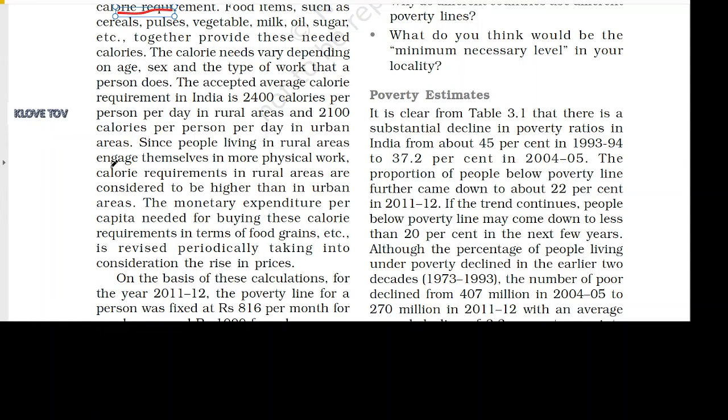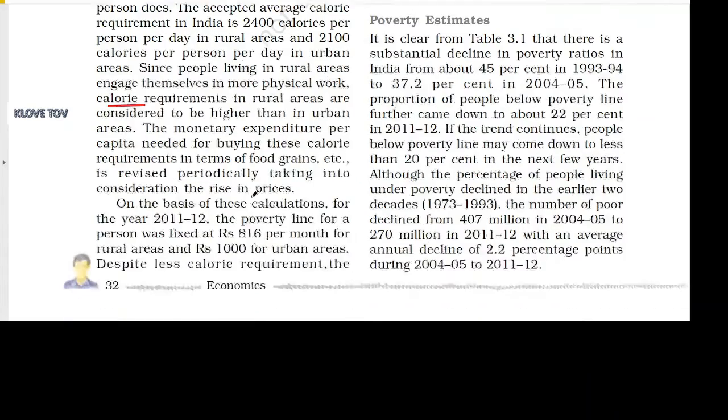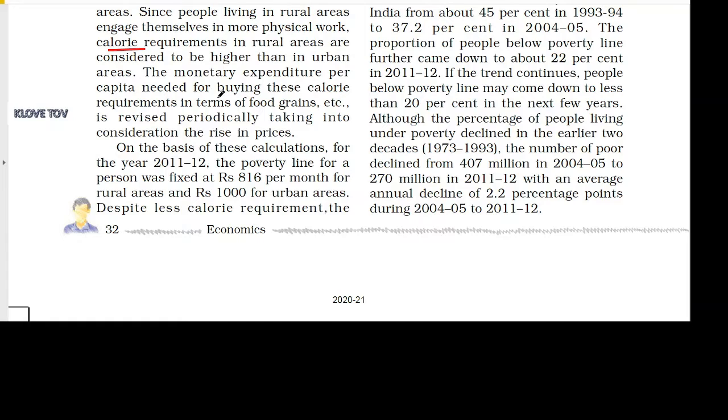Since people living in rural areas engage themselves in more physical work, calorie requirements in rural areas are considered to be higher than in urban areas. The monetary expenditure per capita needed for buying these calorie requirements in terms of food, grains, etc., is revised periodically, taking into consideration the rise in prices. On the basis of these calculations, for the year 2011-12, the poverty line for a person was fixed at rupees 816 per month for rural areas and rupees 1000 for urban areas.